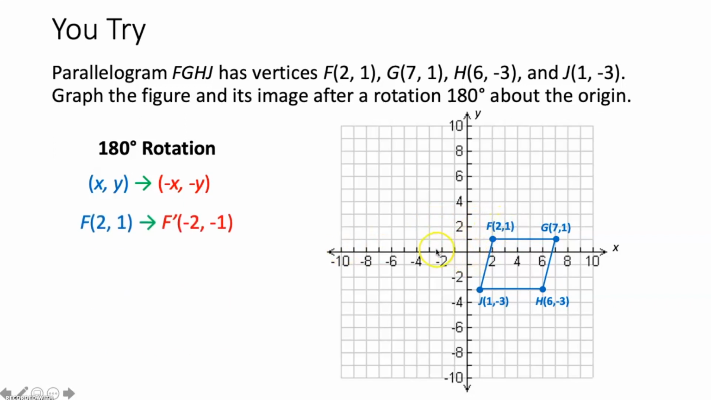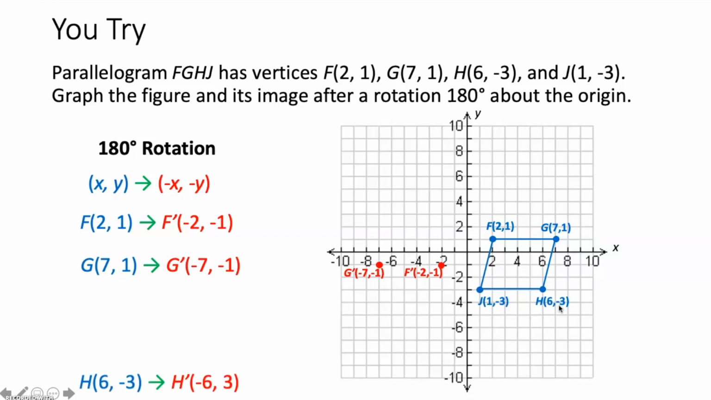So we go over negative 2 on the x-axis, down negative 1 on the y-axis, there's F prime. If G is at 7 comma 1, then G prime is going to be at negative 7 comma negative 1. So we go over negative 7 on the x-axis, down negative 1 on the y-axis, there is G prime. Instead of H being at 6 comma negative 3, H prime is going to be at negative 6 comma positive 3.